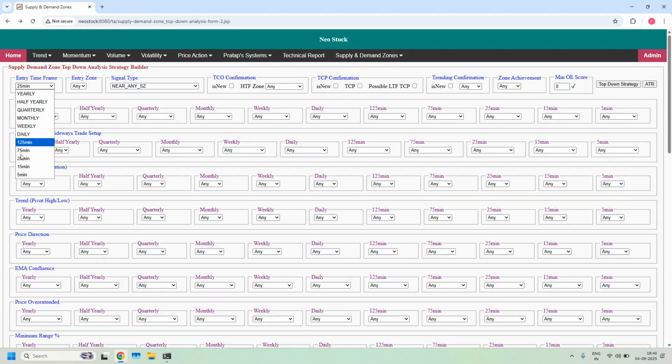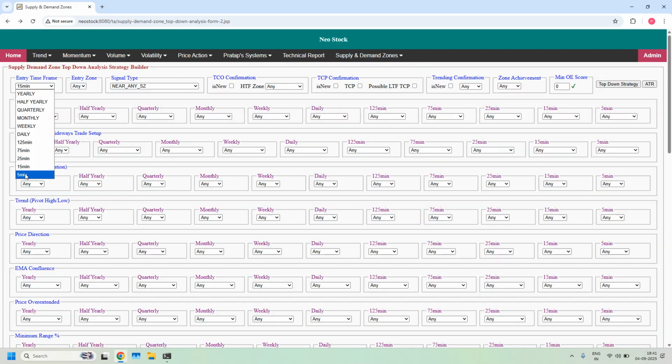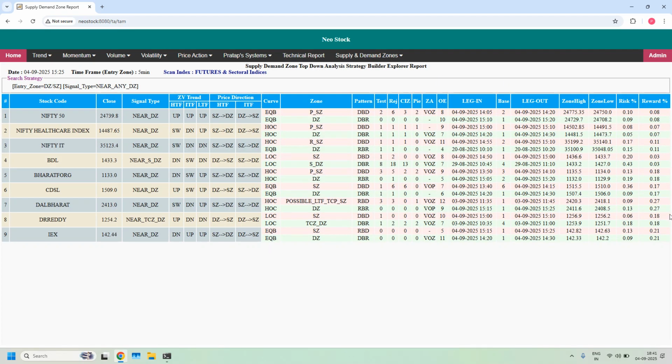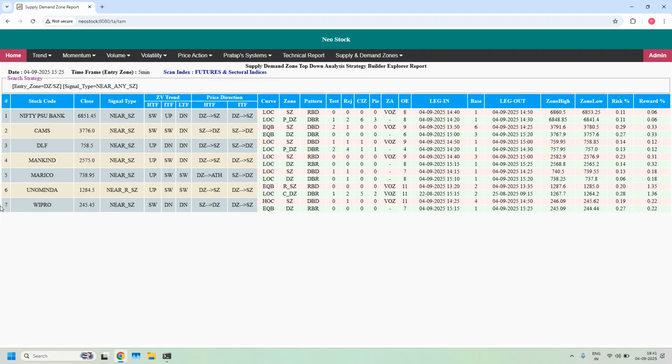Next time frame is 15 minutes. Stocks near the 15 minutes demand zone, no stocks. Near the 15 minute supply zone, we got 11 stocks. Okay, next time frame is 5 minutes. Stocks near the 5 minutes demand zone, we got 9 stocks. Next, stocks near the 5 minute supply zone, we got 7 stocks. So we have completed generation of the stocks near demand and supply zones.